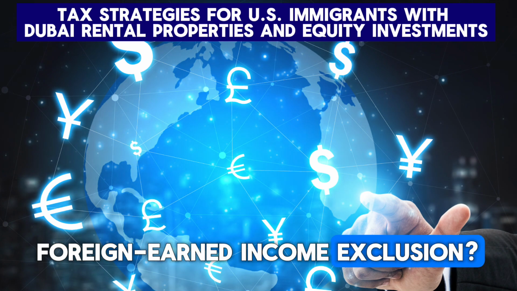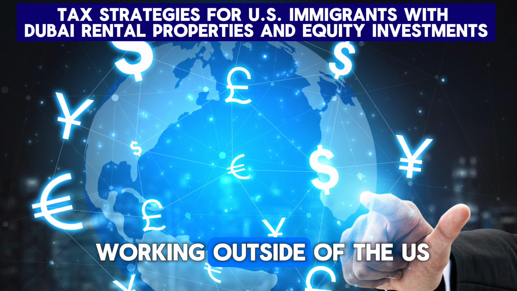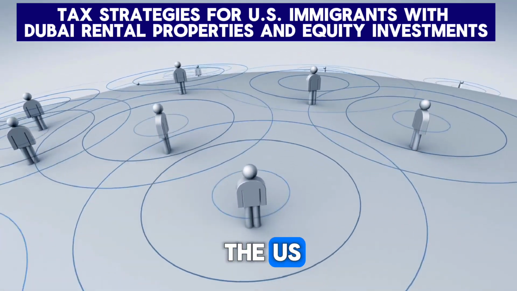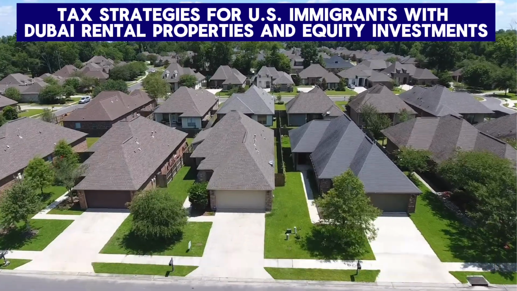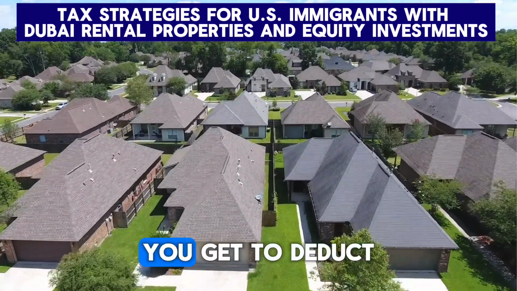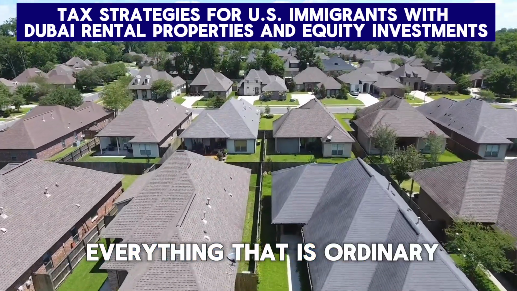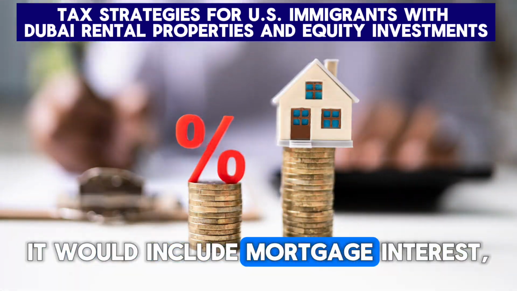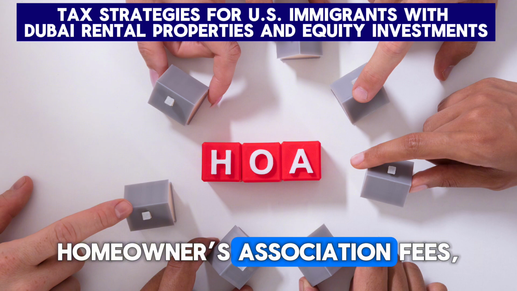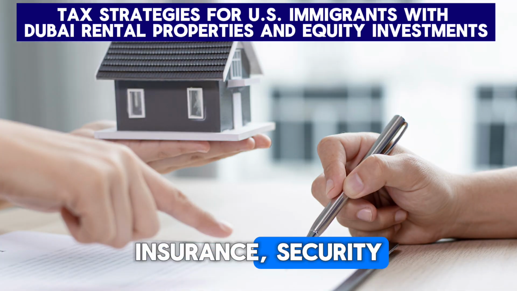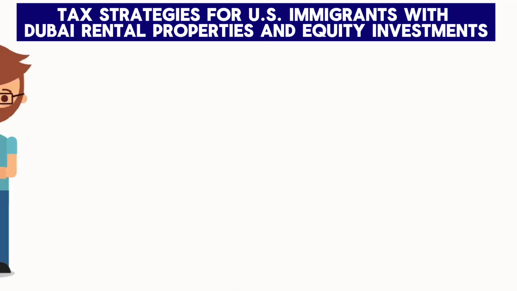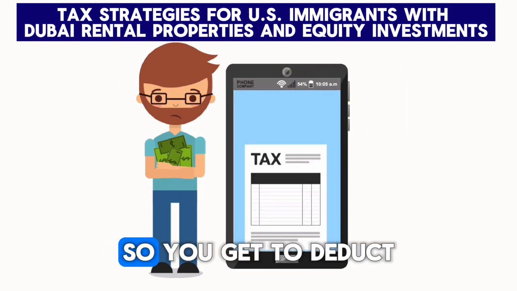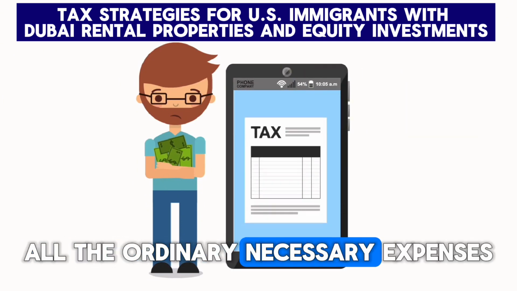Foreign earned income exclusion. This is for people working outside of the U.S. You're talking about a U.S. taxpayer that's outside of the U.S. and they have investment property, and so they're getting a rental income. You get to deduct everything that is ordinary and necessary to that line of business. It will include mortgage interest, homeowners association fees, insurance, security, whatever else there is. And the net position is what will be taxable. So you get to deduct all the ordinary and necessary expenses.